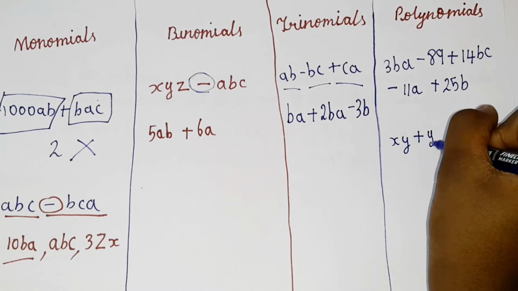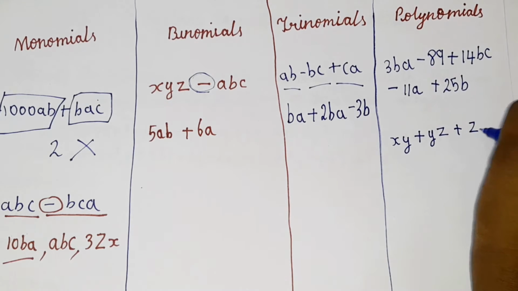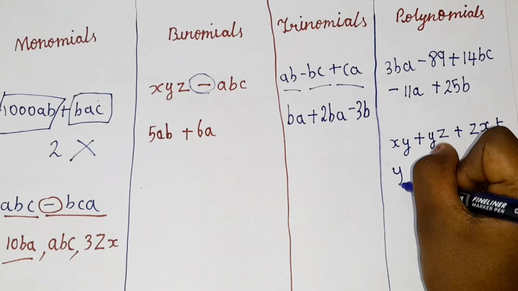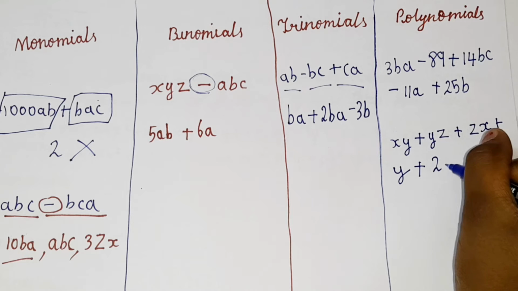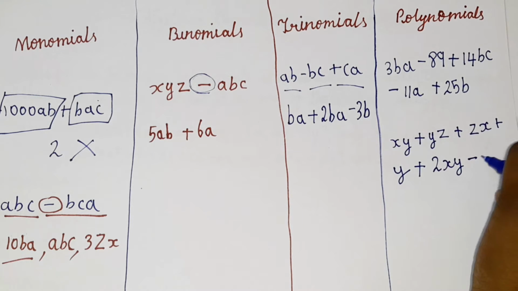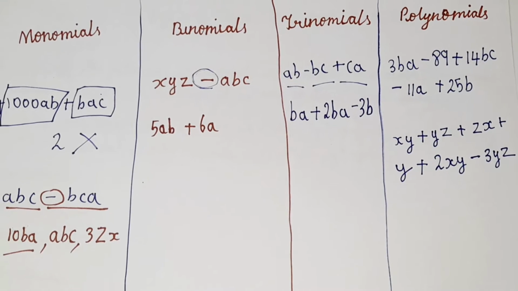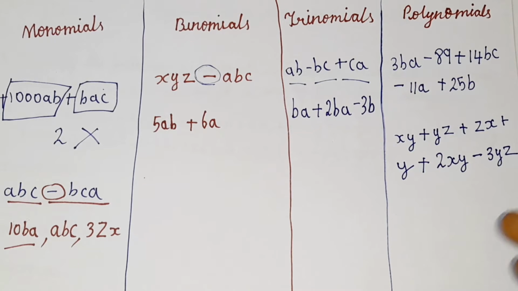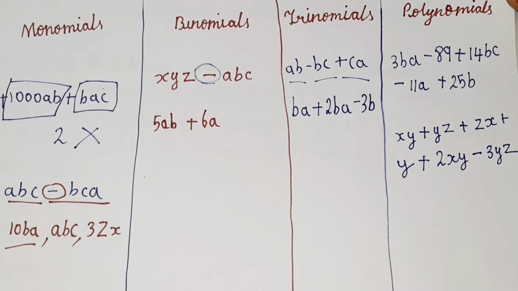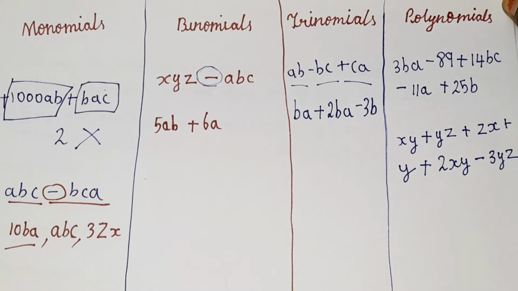XY plus YZ plus ZX plus Y plus 2XY minus 3YZ. So this is a polynomial. How can we say it's a polynomial? Because it's having 6 terms, okay. So monomial means only 1 term, binomial 2 terms, trinomial 3 terms and polynomial 4 terms. So now I hope you guys understood the difference between monomial, binomial and trinomial.